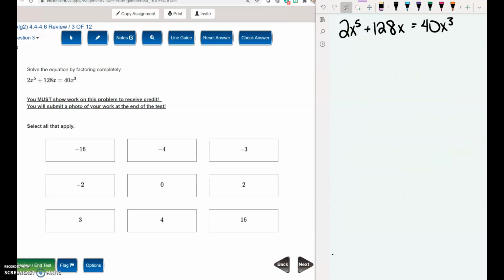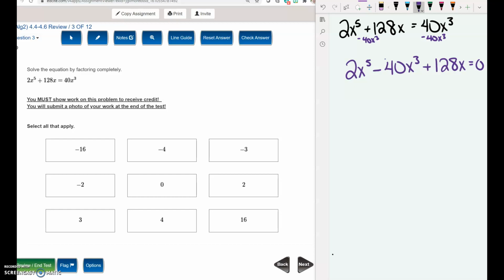Again, solve by factoring completely. This time it's not equal to 0, so our first step is going to be to get this equation to be equal to 0, and we do that by subtracting 40x cubed on both sides. But what's important to note is that you need to put that negative 40x cubed in between the two terms that you already have. You want your exponents to decrease as you read from left to right.